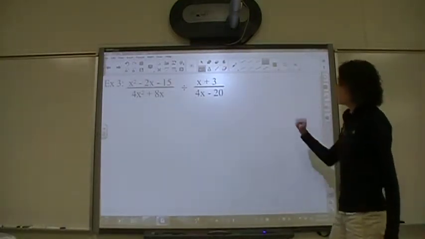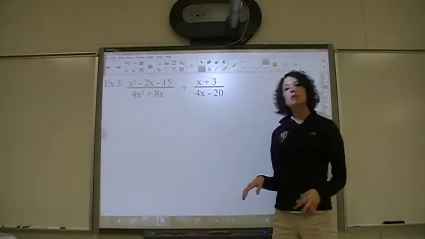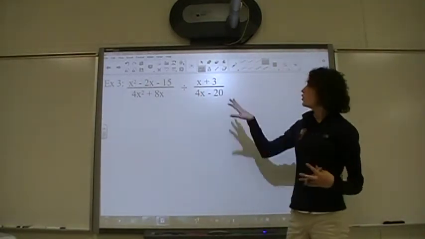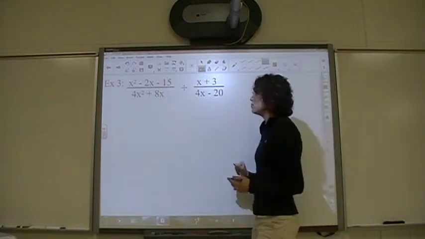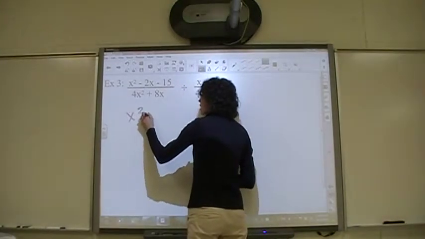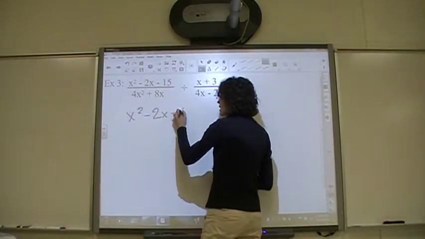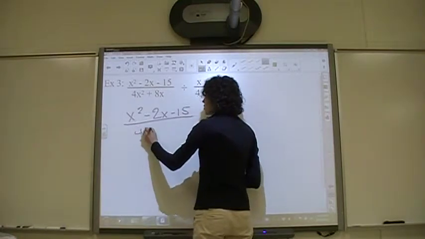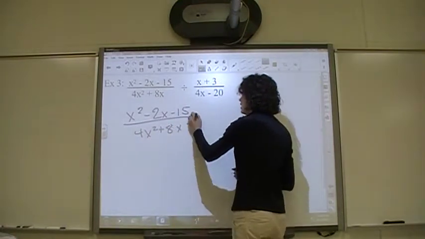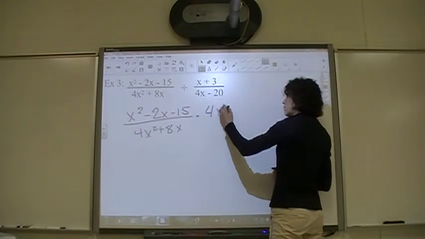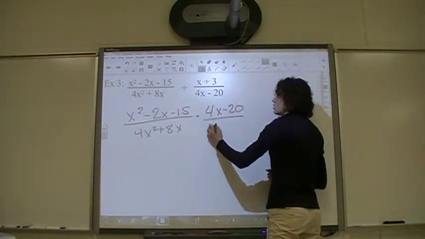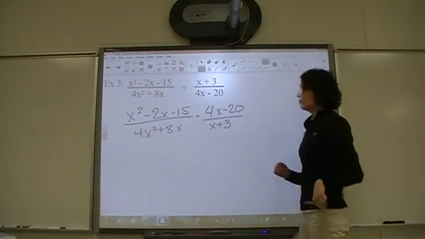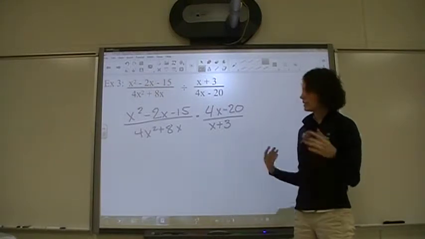Now let's go ahead and look at if we were dividing. Whenever you're working with fractions and you have division, you always want to take the second one and flip it. So just rewrite it as x squared minus 2x minus 15 all over 4x squared plus 8x, and then flip the back one. So you have 4x minus 20 all over x plus 3. Now what you want to do is factor and then cancel.